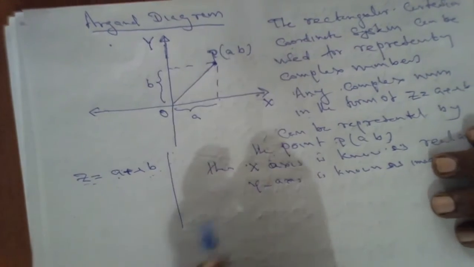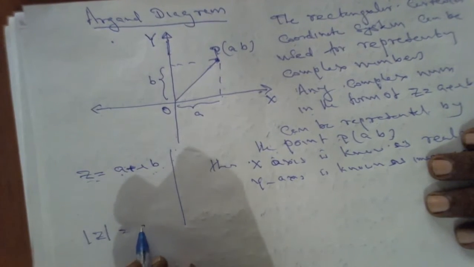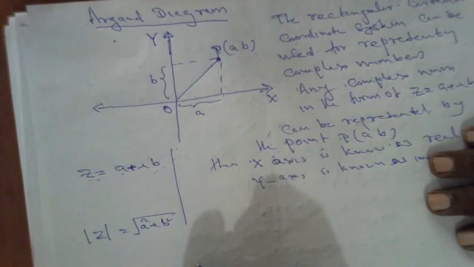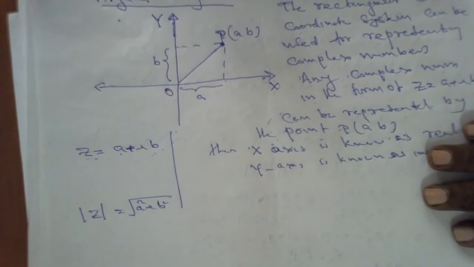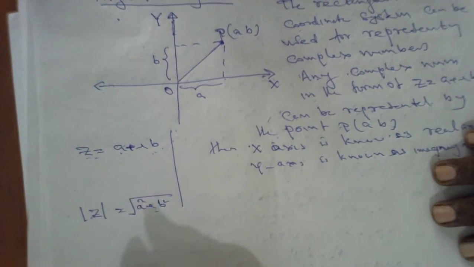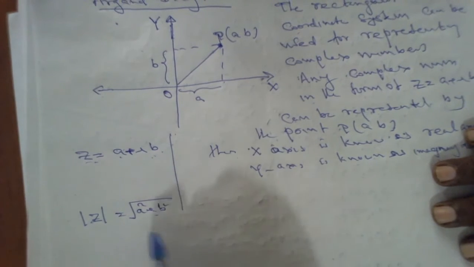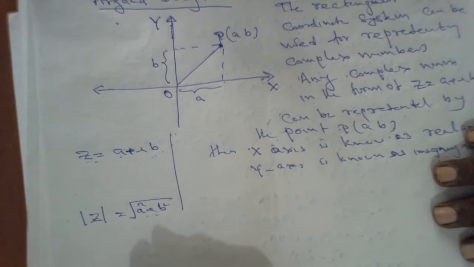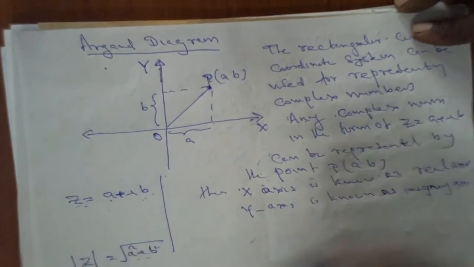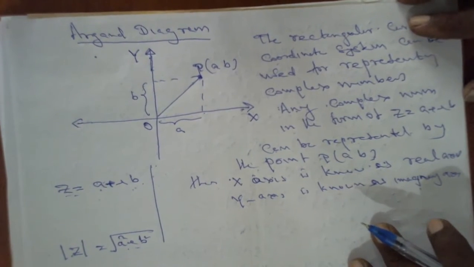Now, what do you mean by mod Z? Mod Z is the square root of a squared plus b squared. So far we discussed the modulus of a complex number. What is the geometrical meaning of the modulus? Now you have a different, geometrical meaning for the modulus.